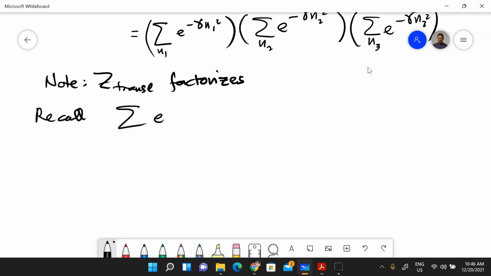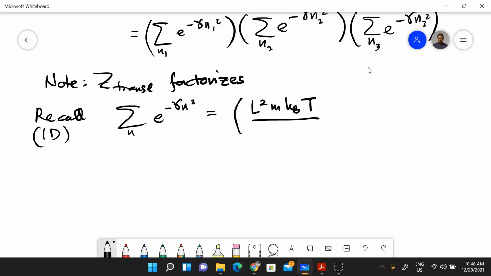Sum of e to the minus gamma n squared over n. So this is the 1D case. We replace the sum by an integral, and then you get L times the square root of m kBT divided by 2 pi h bar squared. Now we simply plug this expression into each of these terms because they are just multiplying each other.